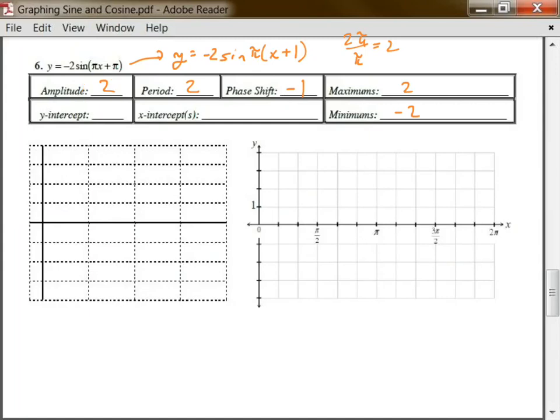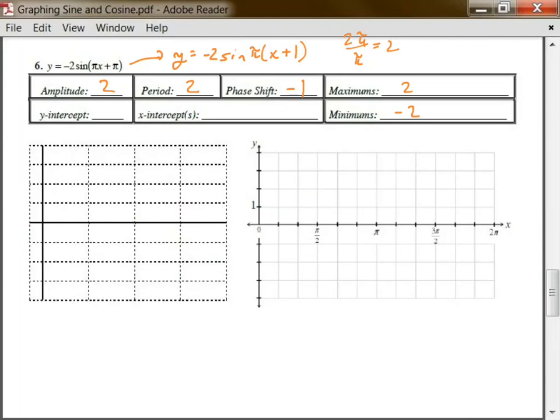The y-intercept is going to change because of the shift, and the x-intercepts are going to change because of the shift. I'm going to do what I did the second time around on the previous graph. I'm going to first try to find what my x values are before I actually graph. Normally, the first x value is 0, and sine goes like this. Normally, my first x value is at 0.